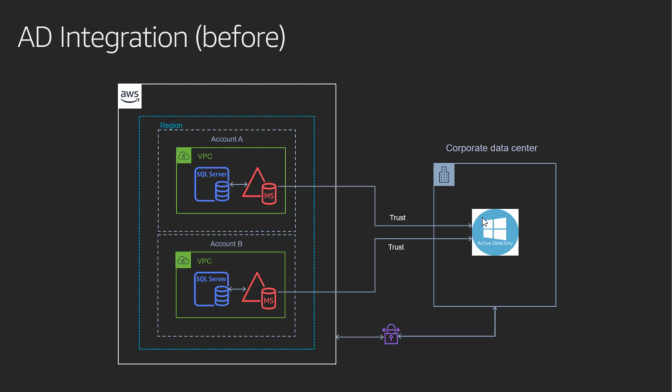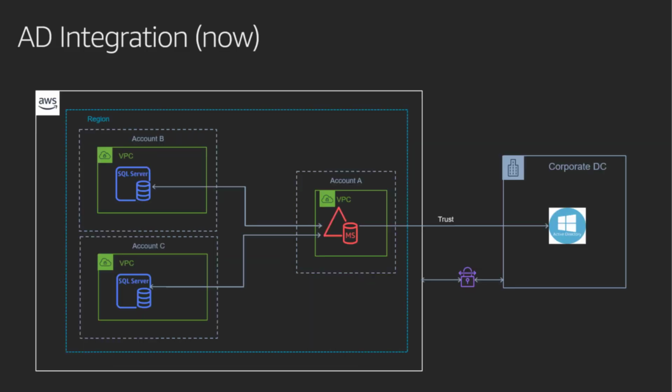Now, let's take a look at the diagram that exists now. As I mentioned before, now you can join your RDS instance with Active Directory. It would again have to be AWS Managed Directory, but cross-account and cross-VPC. You'd still have to be in the same region, but now you can go cross-account and cross-VPC.